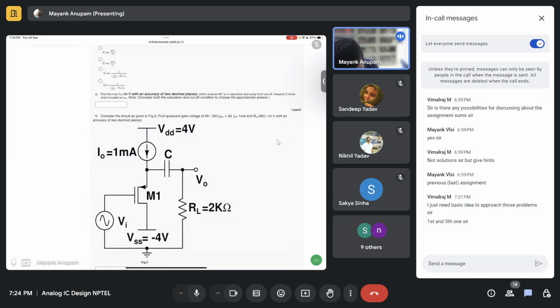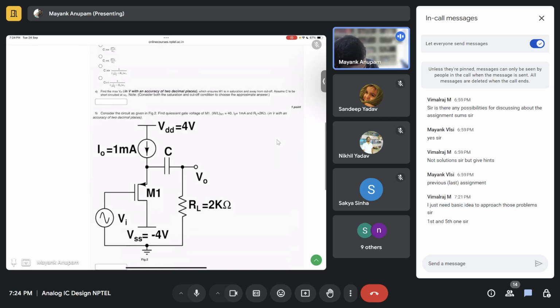You have the source terminal. Okay, you have the gate terminal. So gate terminal is at 0 volts. You just need to find out what is the voltage at source. From there you will be able to find out.